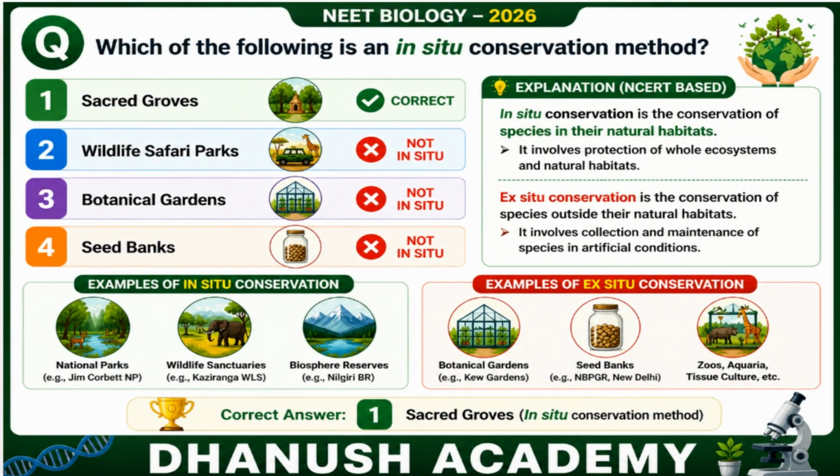In situ conservation involves protecting species in their natural habitats. Sacred groves are an example of in situ conservation. Wildlife safari parks, botanical gardens, and seed banks are examples of ex situ conservation, where species are maintained in artificial conditions outside their natural environment.